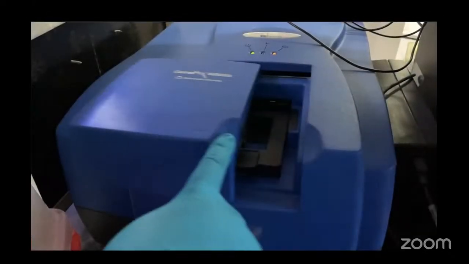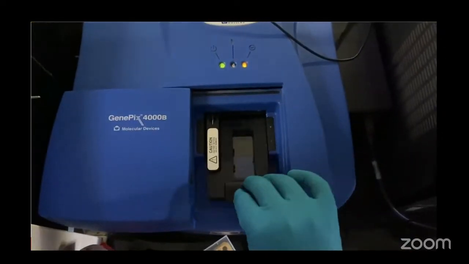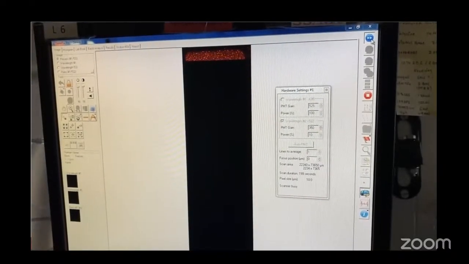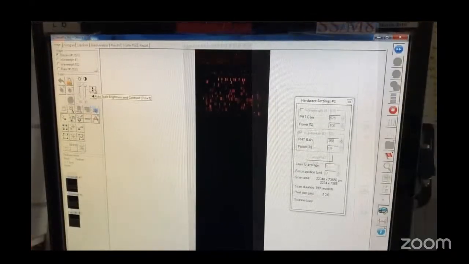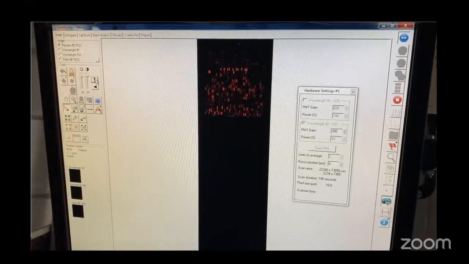Finally, we will scan the slide. This is the microarray scanner, GenePix 4000B. We are using manufacturer recommended settings for scanning the slide.